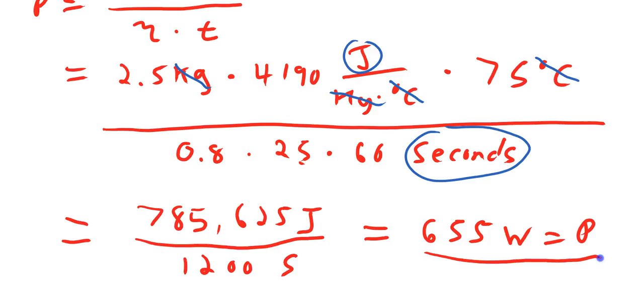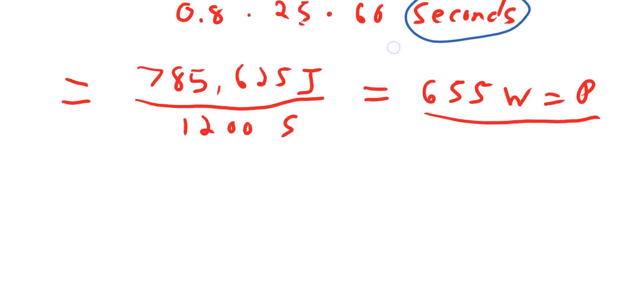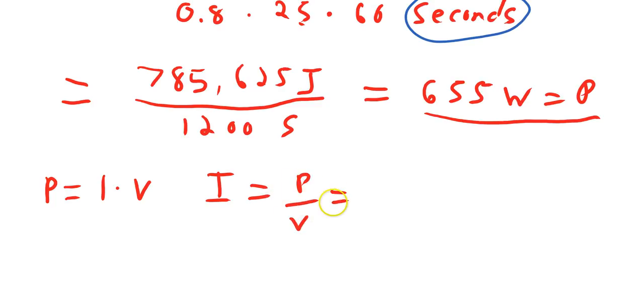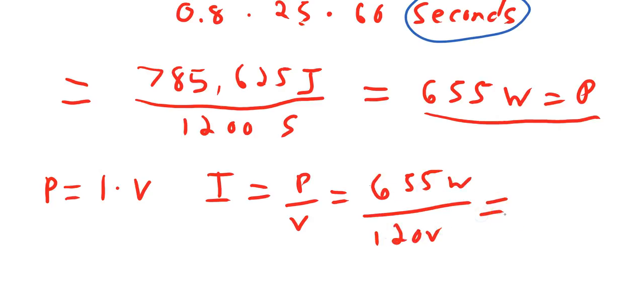Now, we want to find the current and the resistance of the heating element. So what I did was I said that from power equals current times voltage, we can find the current first. And if we do that, I is equal to P divided by V, and we have 655 watts divided by 120 volts. And that gives us a current of approximately 5.46 amps for I.